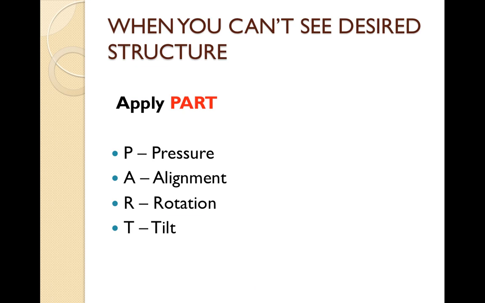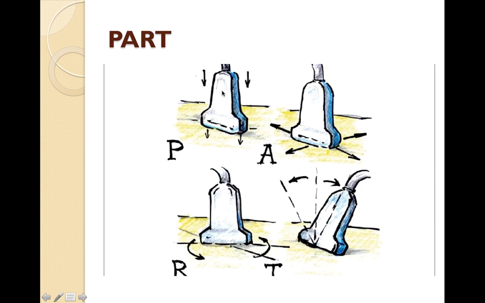When you can't see the desired structure, apply PART. This is important. PART is P is pressure, A is alignment, R is rotation, and T is tilt. This is very important to visualize any structure. P is pressure. Suppose patient is obese, if you apply pressure, it will compress the fatty tissue and you can see the desired structure. This is very important in TAP blocks in obese patients. You have to align the probe to the structure, otherwise you won't see anything.